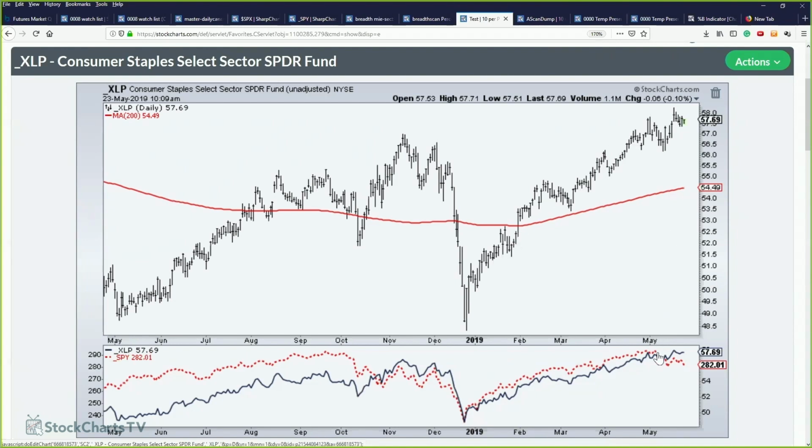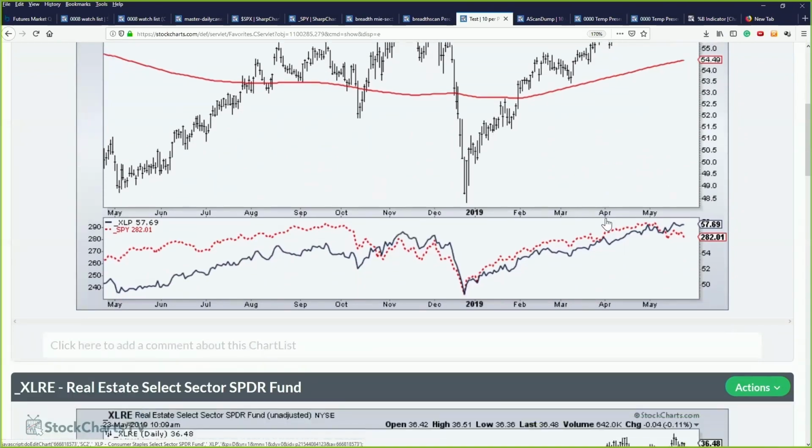And if you look at the lower window there, the red dotted line shows the S&P 500. And you can see it's starting to move lower. And XLP is holding its strength there. So it's continuing to move higher. That's relative chart strength. And you had what looked like a little flag there, and it broke out of that flag and is the strongest or one of the strongest sectors right now.